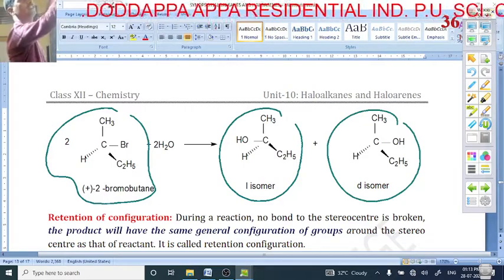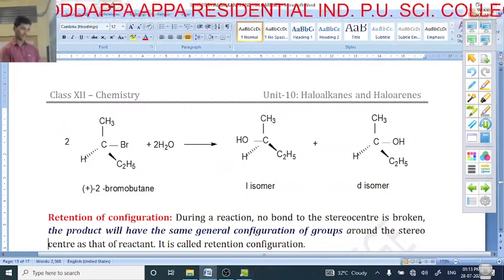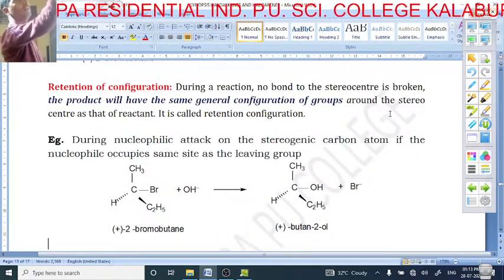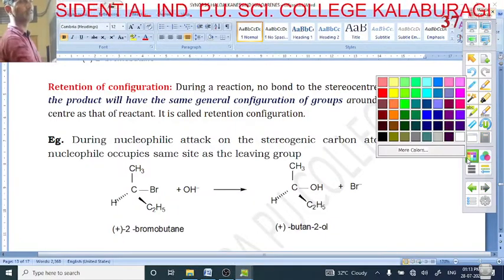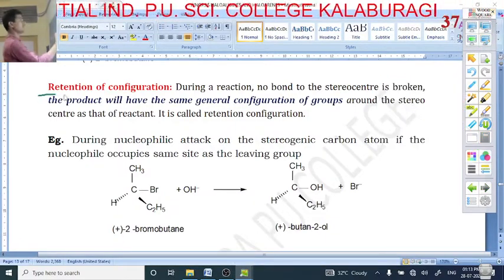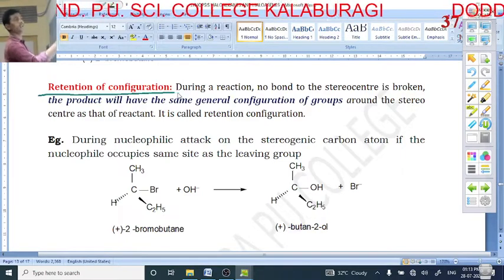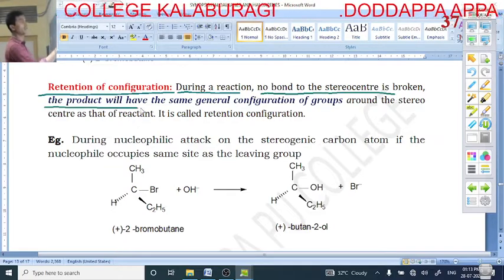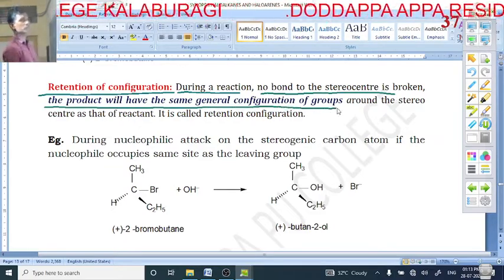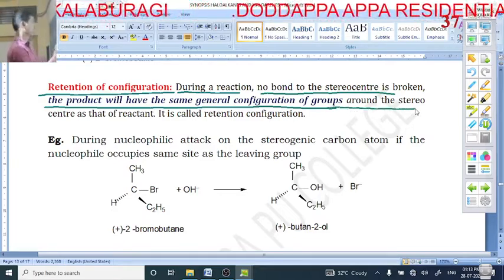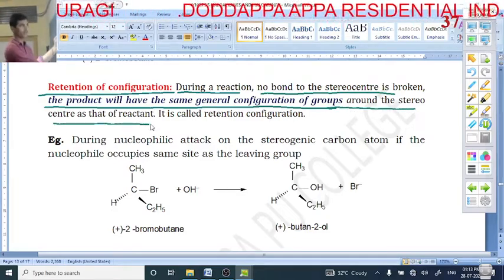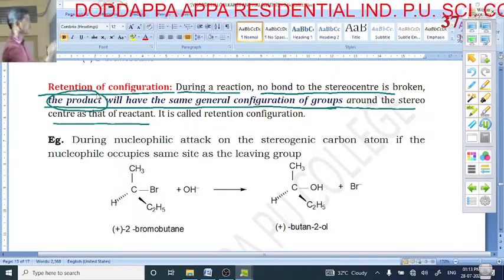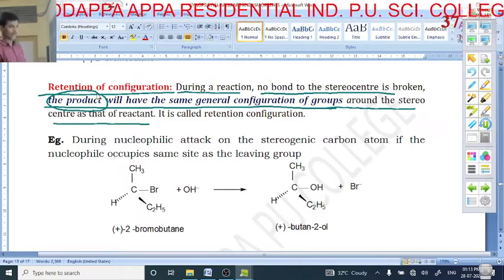Next is retention of configuration. What is retention of configuration? It is very important. During a reaction, if no bond to the stereocenter is broken, the product will have the same general configuration of groups around the stereocenter as that of the reactant. All of you listen here.